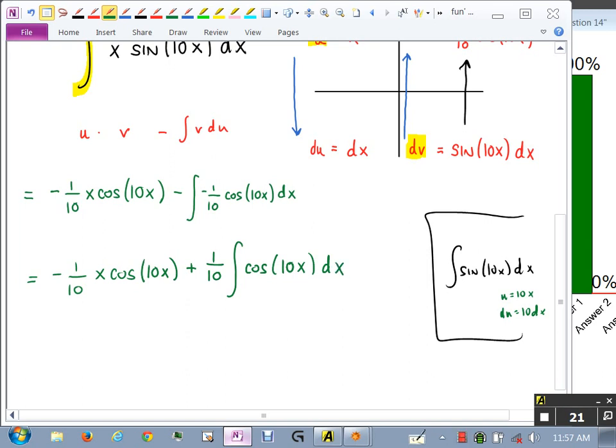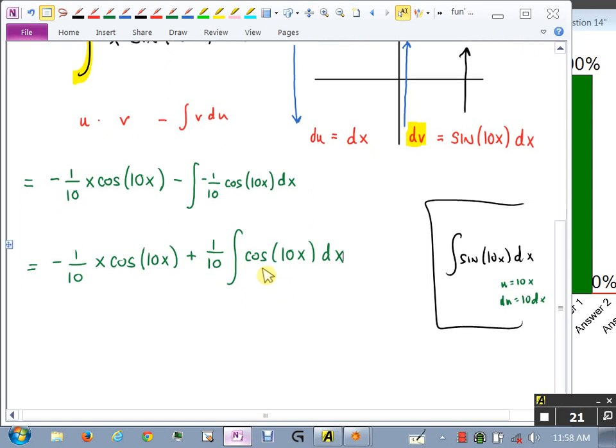And now, check this out. I should be able to handle this antiderivative now, because there's no x in front of it anymore. That's the beauty of integration by parts: with that transferring of the derivative, the x that used to be out there that was a problem went away. The sine thing became just a cosine thing, which I can still find the antiderivative of. So the antiderivative of cosine of 10x is 1/10 sine 10x. So we'll have negative 1/10 x cosine 10x plus 1/10.